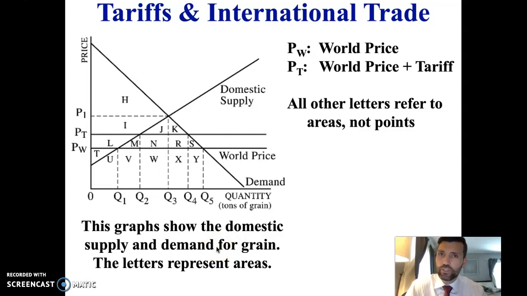Of course, the amount of grain in the world isn't unlimited, but for the purposes of analyzing this question for a single country, as the one that's depicted here with the domestic supply curve and domestic demand curve, the amount of grain available at the world price is unlimited. P sub T indicates the world price plus a tariff. The dollar amount of that tariff would be P sub T minus P sub W.